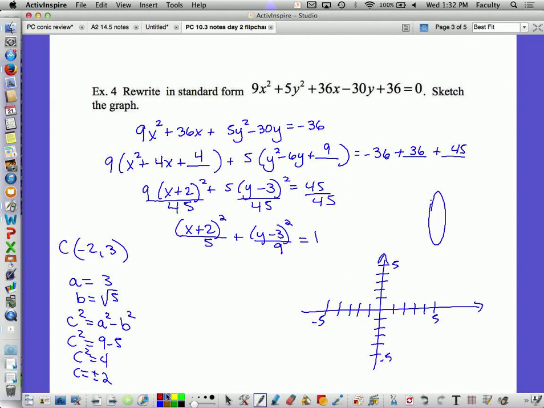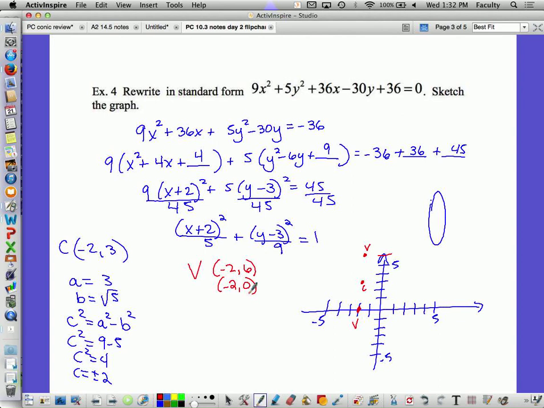All right, so here we go. -2, 3, there's my center. The vertices, because the major axis is vertical, you're going to go up and down a units. And so in this case, we're going to go up 3 units and down 3 units. So I have vertices at -2, 6 and -2, 0.